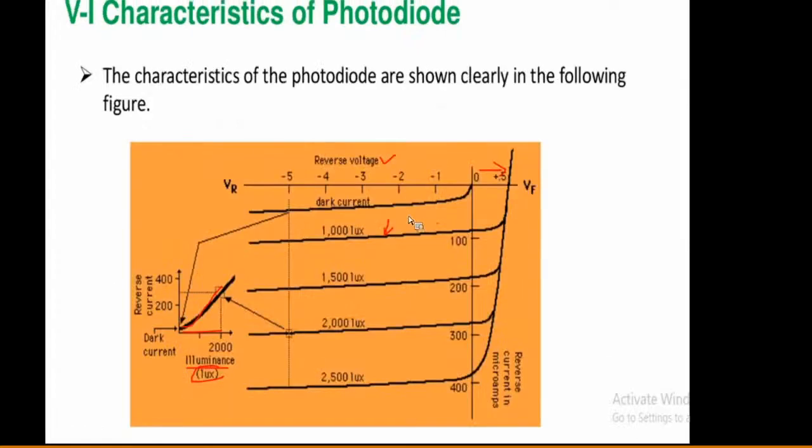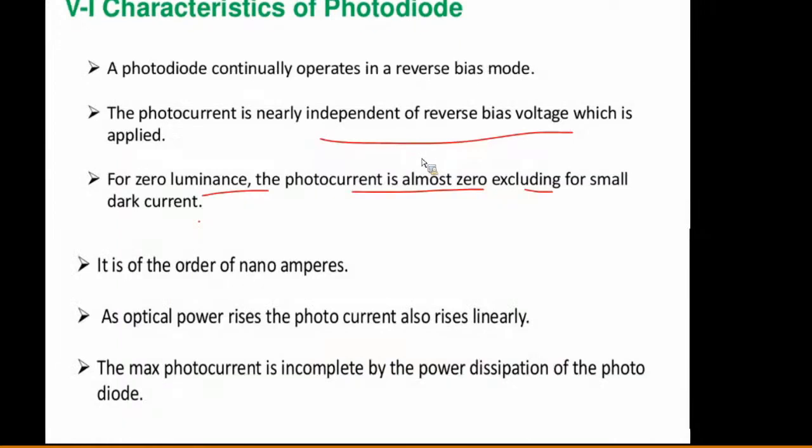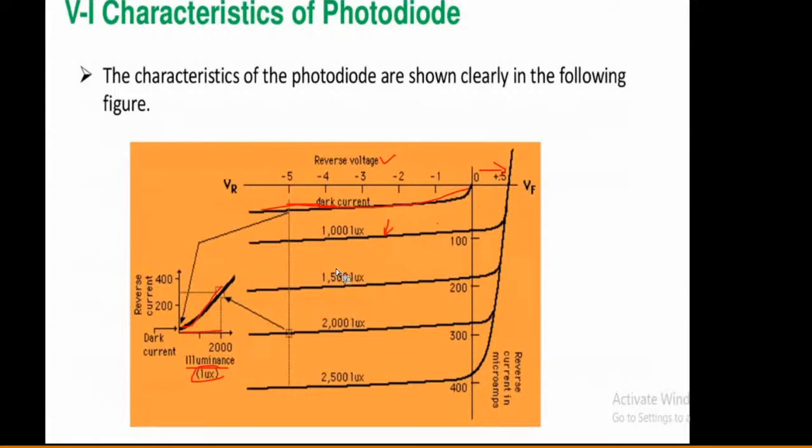And now I will show you this diagram. For the dark current, for zero illuminance, if you are not applying any light, approximately zero current, a very small dark current, is flowing through it. It is in the order of nanoamperes only. See, this current is in the order of nanoamperes.